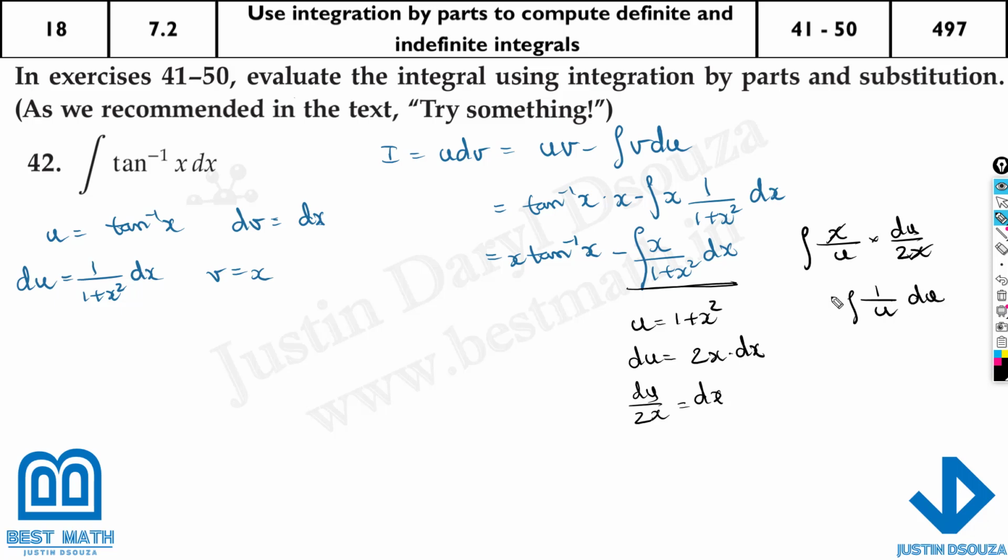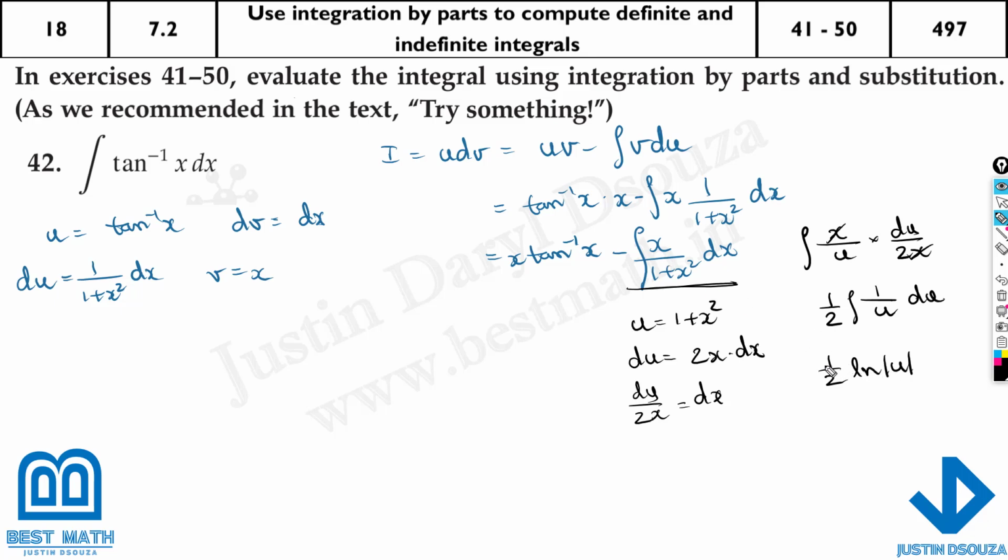It's 1 by 2 over here. And now we will write half natural logarithm modulus u plus c. But I'm going to write plus c at the end, okay? Because there will be lots of constants over here when we derive this. So we'll write it together at the end.